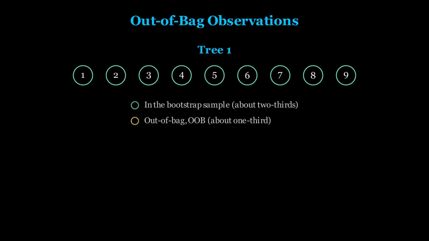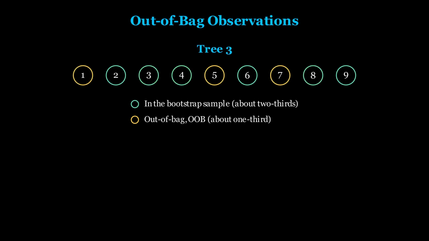Here's the key idea. On average, each bagged tree is fit using about 2/3 of the observations. The remaining 1/3 are not used to build that tree, and they are known as out-of-bag or OOB observations. For tree 1, the highlighted observations are out of bag. Each tree leaves out a different set of observations. Tree 2 has its own out-of-bag set, and so does tree 3. So across all B trees, any given observation is out of bag for roughly 1/3 of them.